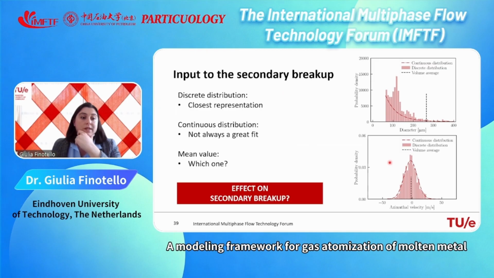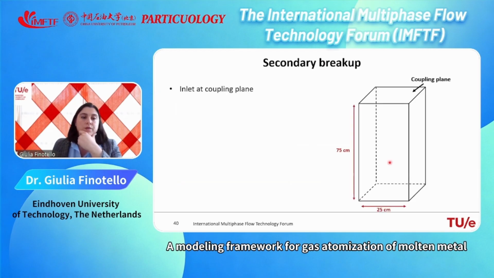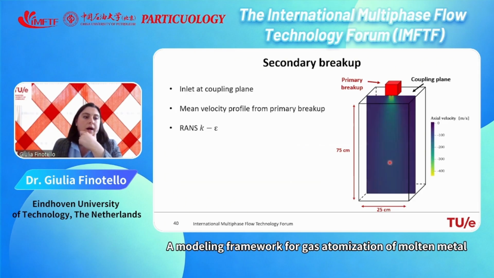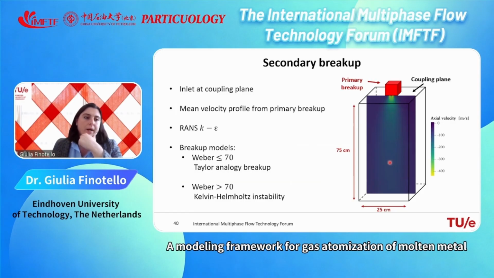Then we have to answer the question, what is the effect of this choice on the secondary breakup? So do we transfer continuous, discrete, or mean value? So we ran a simulation of the secondary breakup with these different inputs. We have an inlet at the coupling plane. We use the mean velocity profile from the primary breakup. And then we use as breakup models the Taylor analysis for Weber number lower than 70 and the Kelvin-Helmholtz for Weber larger than 70.